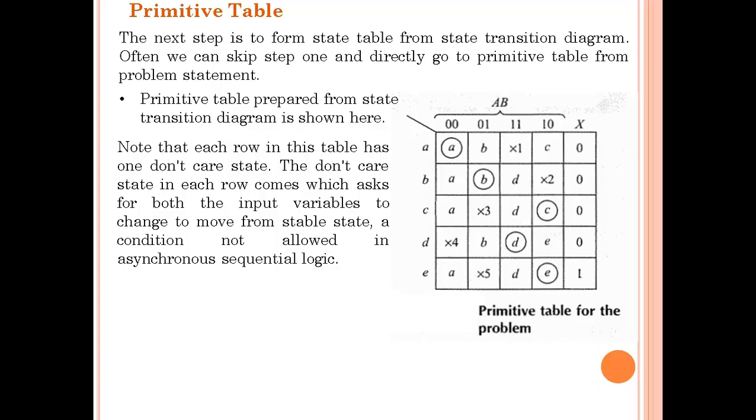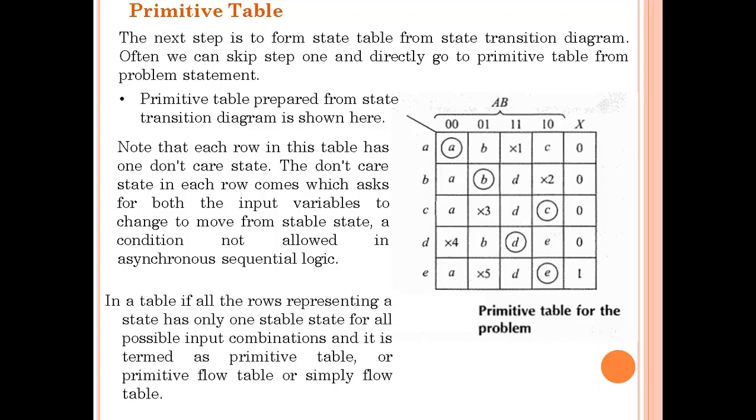The don't care states have been given suffixes like 1, 2, which is not necessary. However, this will help in the next step where we check state redundancy. In the table, if all the rows representing a state have only one stable state for all the possible input combinations, it is termed a primitive table, or primitive flow table, or simply flow table.